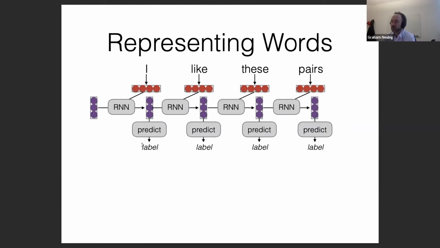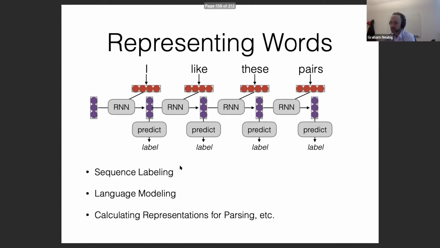And it can also be used to represent words. So if we wanted to predict a part of speech label for I and like and these and pairs, we could use the immediate output after inputting that word to try to make that prediction as well. And this would allow us to do things like pull in context from the left side to make this part of speech prediction. For things like sequence labeling, language modeling, calculating representations for parsing, etc.